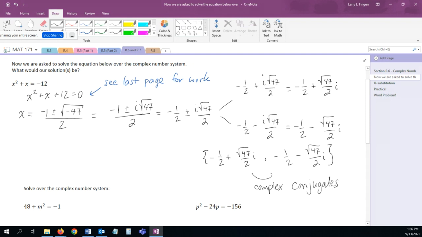Remember that word? Conjugates are just a plus b, a minus b. We multiplied them so that we could get radicals off the denominator. We're going to run into them again here. They're complex instead of rational because they have an i in them. That's the only reason. All right, so this is what solutions can look like.